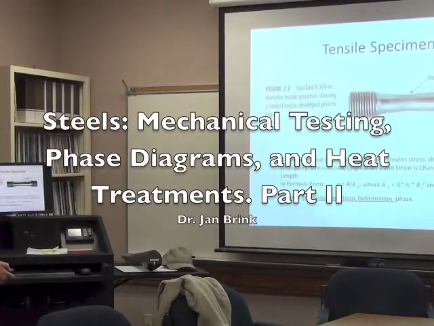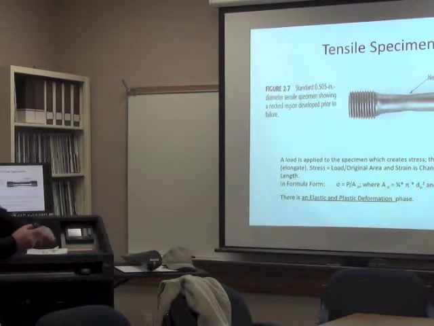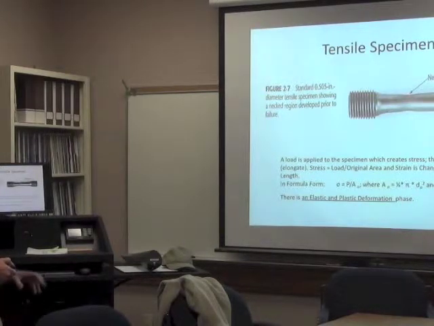This is an example of a tensile specimen here. It was screwed in and they pull it, and you see this one hasn't broken yet, but it's starting to neck in that region. That's the weakest region, and it starts to neck, and eventually it will break apart.